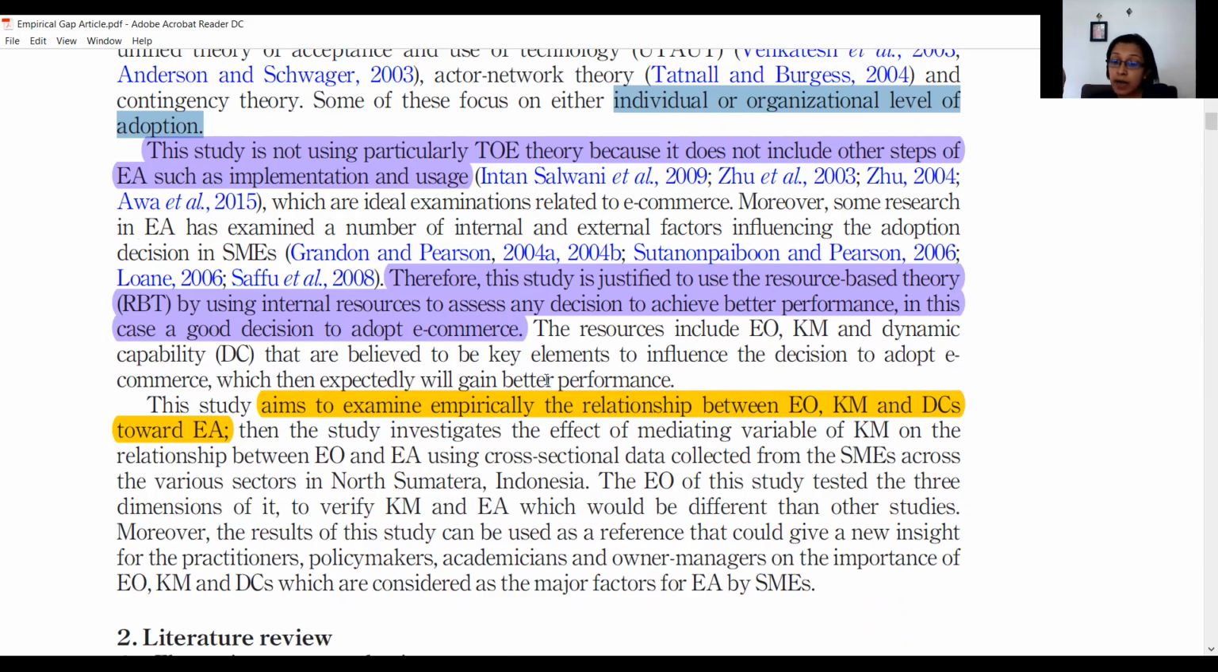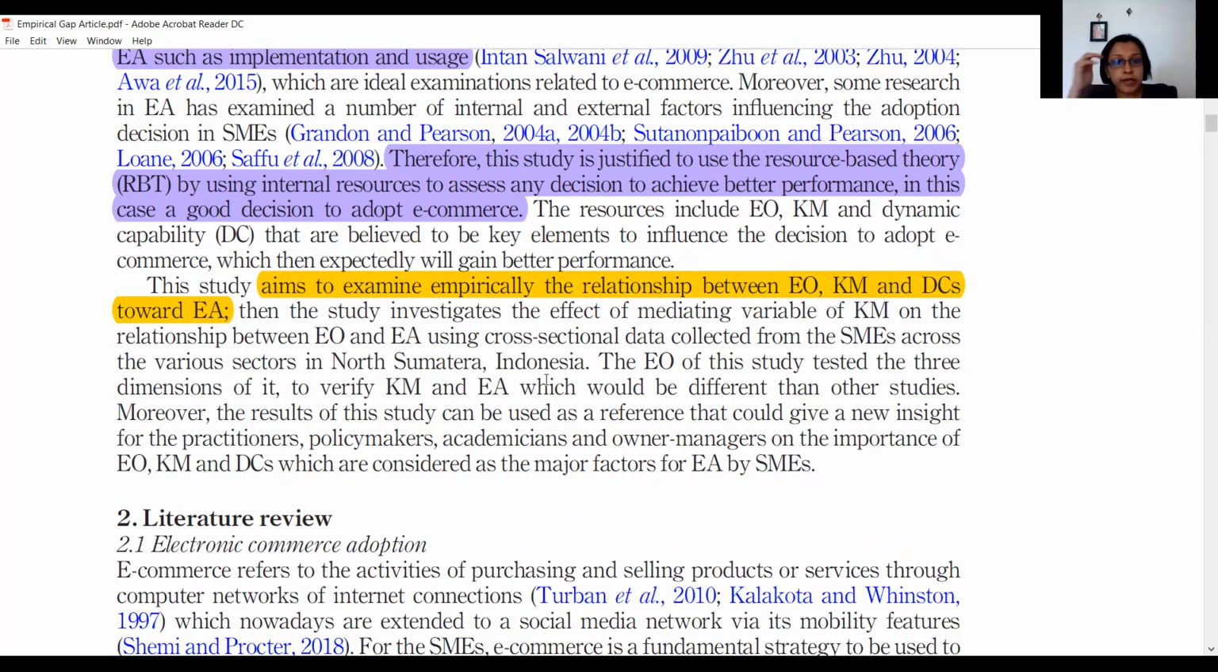That means what kind of resource constraint they are facing when adopting e-commerce, right? So that is the main concern about the study. It says this study aims to examine empirically the relationship between entrepreneurial orientation, knowledge management, and dynamic capability towards e-commerce adoption. Right? So based on the resource-based theory, they identified three concepts.